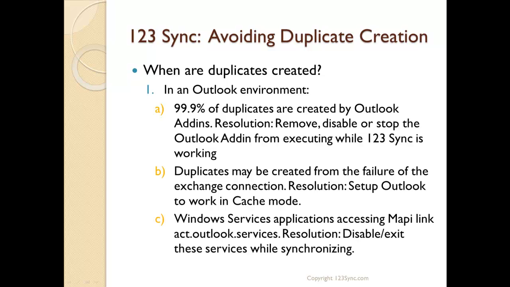The third methodology we've seen that may create duplicates is installation of Windows services that tie into the Outlook underlying structure, which we call MAPI, the Messaging Application Programming Interface. And this could be the ACT Outlook services that are installed by ACT, or even other applications that are accessing the Outlook structure while we synchronize.